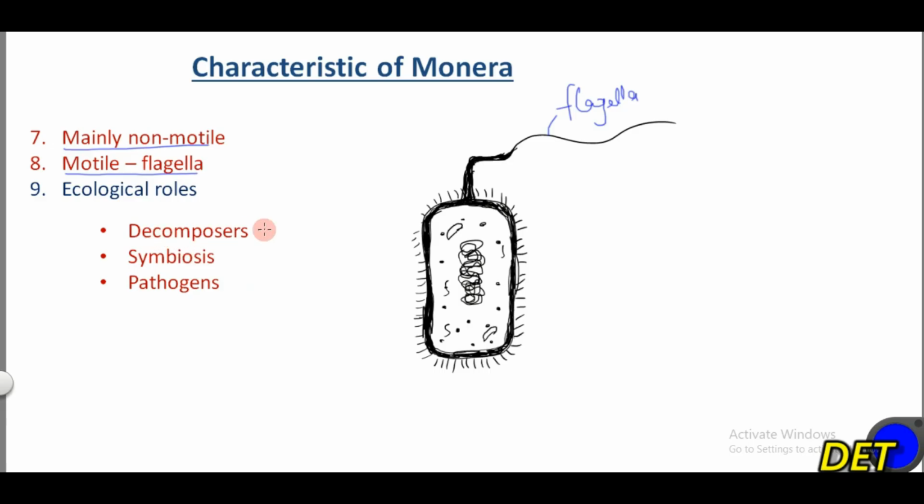They play various ecological roles in the ecosystem. They act as decomposers. They can decompose organic matter. They also take part in symbiosis, and some of them act as pathogens. Majority of them act as pathogens, right? Pathogens are agents that cause diseases.